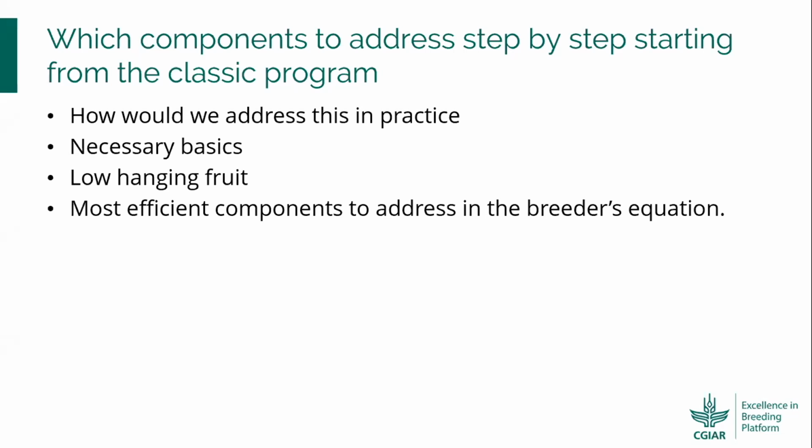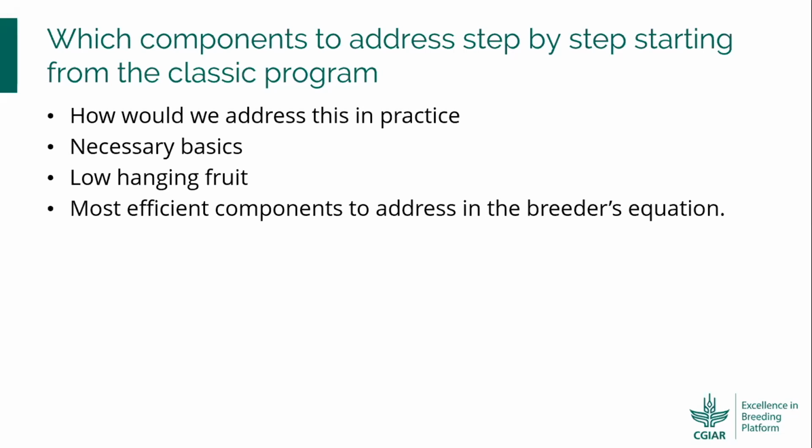But we're going to look at the basics that you need to have in your program to enable genomic selection. And also we're going to try to start with the low-hanging fruits. So try not to let the fancy stuff dazzle you, as Sanjay was mentioning with some of the literature. So which components to address step by step in the classical program? This is what we're going to check throughout the presentation.